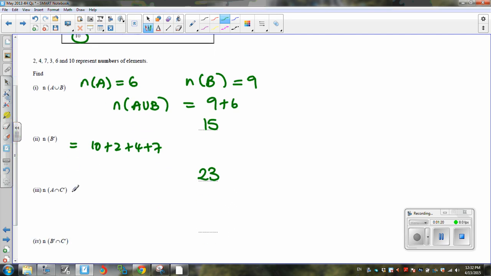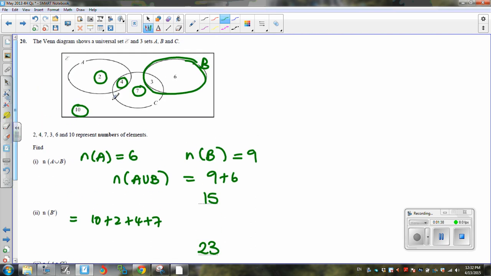Okay, next one, A intersection C dash. This is quite hard to see. If you like, you're saying to yourself, where would you be on the Venn diagram if you were in set A and you were also not in set C? So which part of the Venn diagram is in A, but it's not in C?